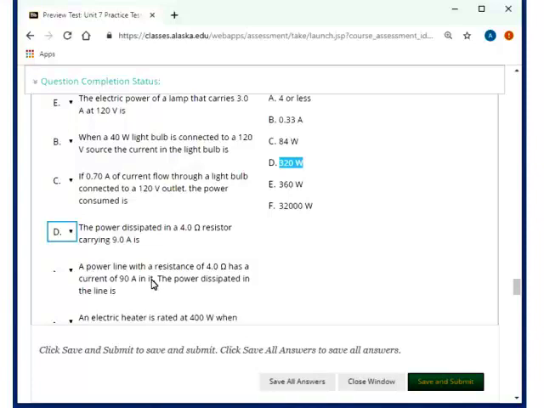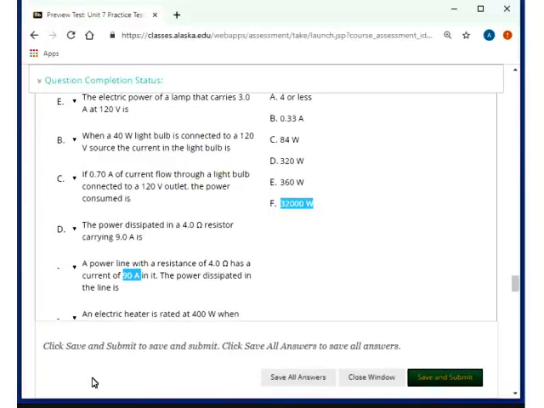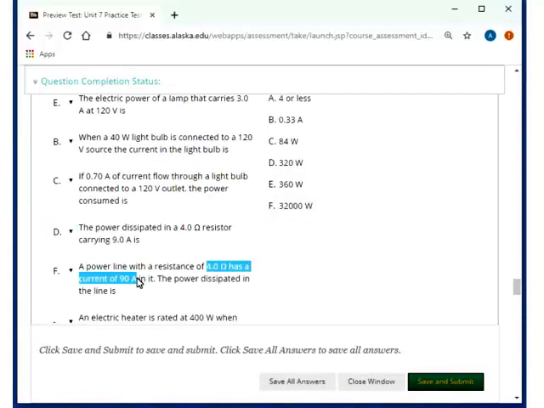Power line with a resistance. Notice these are almost the same numbers, except this one is 90 amps. And because this one is 10 times larger, and the current will flow into the equation twice, that's why the correct answer will be 32,000 watts. And here it is. So again, Ohm's law, 4 ohms times 90 amps is 360 volts. Then 360 volts times 90 amps is 32,400 watts, which then is rounded as such.